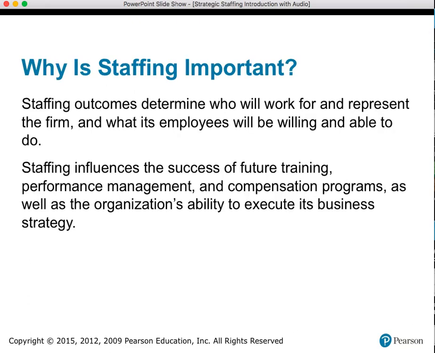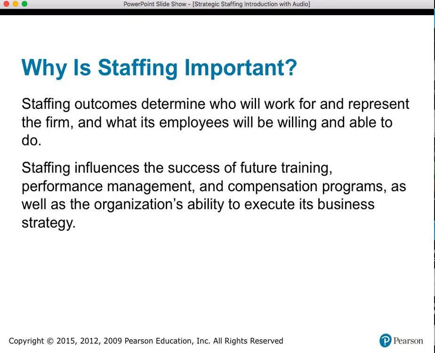So the next slide asks, why is staffing important? In order to answer that question, we have to understand how staffing fits into the larger human resource management process. The goal of staffing is to be able to attract qualified workers to the workplace so that we can then select the right people for the job based on the knowledge and skills and abilities that we need to be able to do that job.